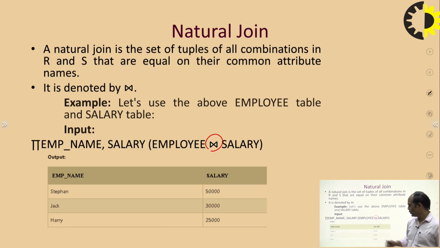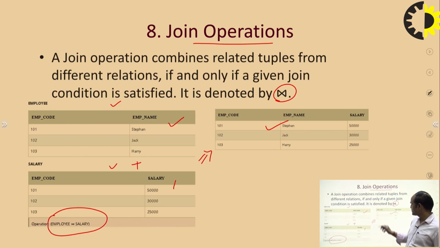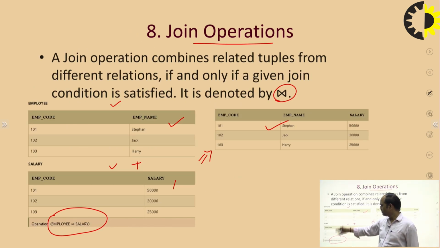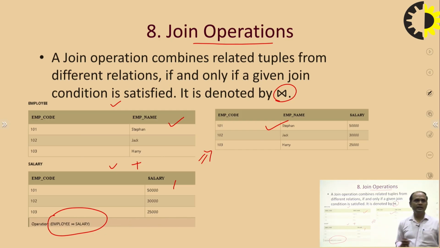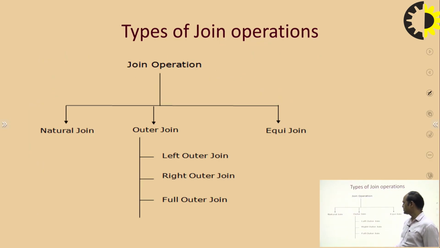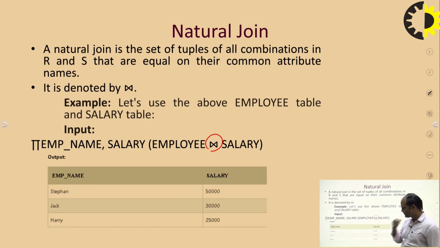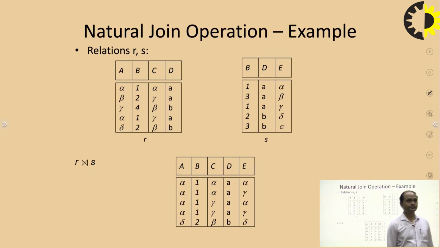employee name, salary, employee join salary. So how will it work? It will combine by using this operation. These are the tables, and we have to combine on employee ID. Employee code is the common part of these two tables. Employee code is common for the first table and for the second table, and we use that ID to combine these two tables: 101, 102 and 103. These are the three codes in that scenario. So these are the output: Stephen, Jack and Harry. These are the salary part.